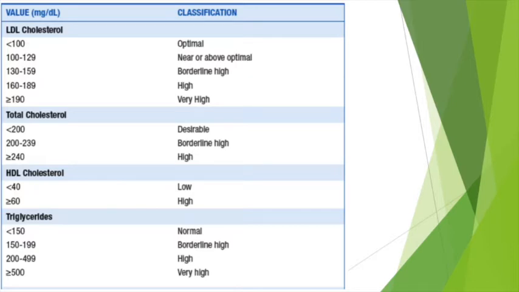This chart shows a breakdown of what cholesterol levels are considered normal in a person without significant medical history. Total cholesterol less than 200, LDL less than 100, triglycerides less than 150, and HDL greater than 50 milligrams per deciliter are generally recommended for health maintenance.